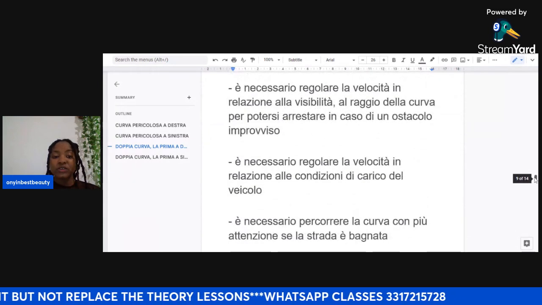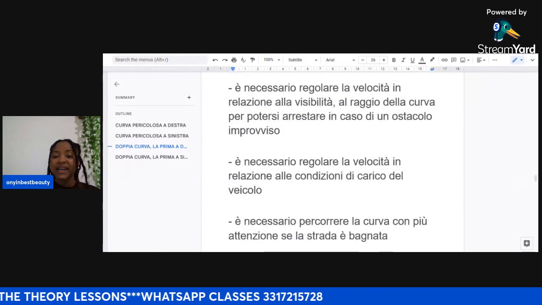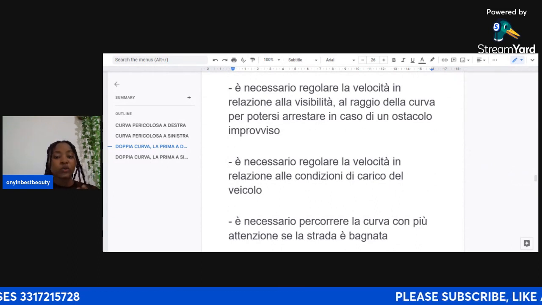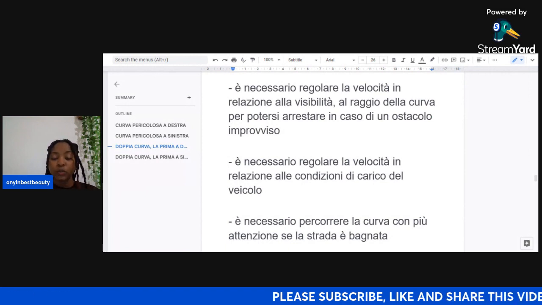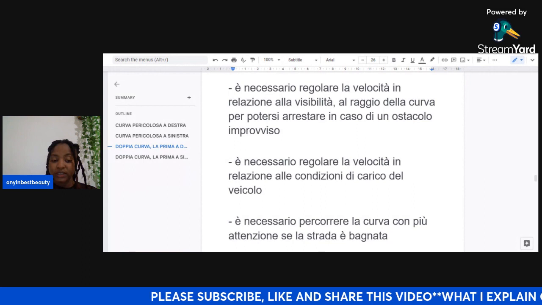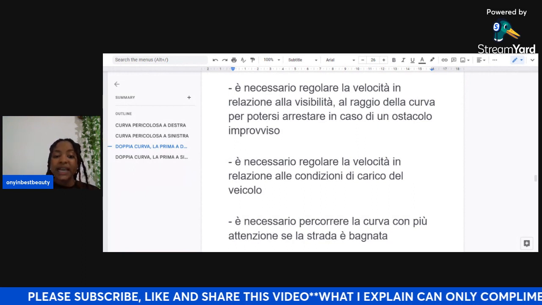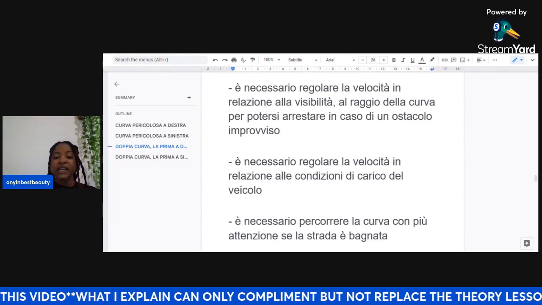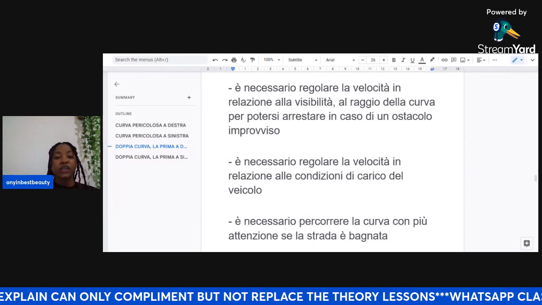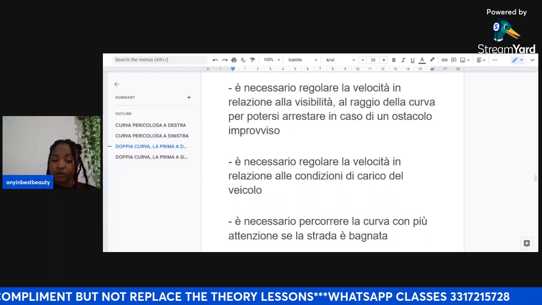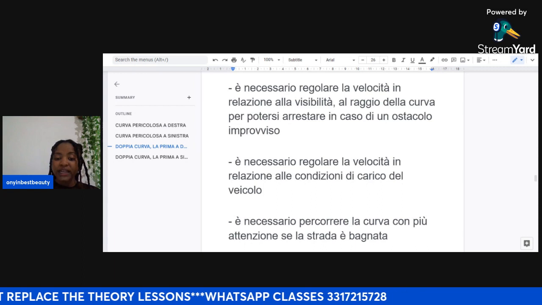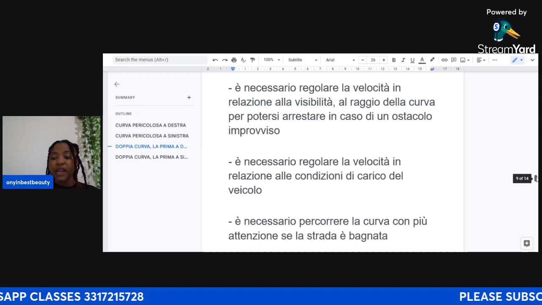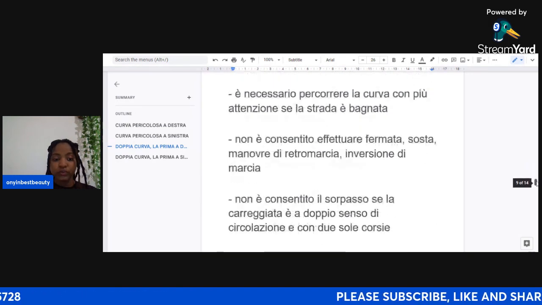È necessario regolare la velocità in relazione alla visibilità, al raggio della curva, per poter restare in caso di ostacolo improvviso. So in case of a sudden obstacle, you have to be ready to stop if necessary. So you need to regulate your speed. È necessario regolare la velocità in relazione alla condizione di carico dei veicoli. Now you need to regulate your speed again according to the load your vehicle carries. È necessario percorrere la curva con più attenzione se la strada è bagnata. Now, when the road is wet, you need to drive with more attention.